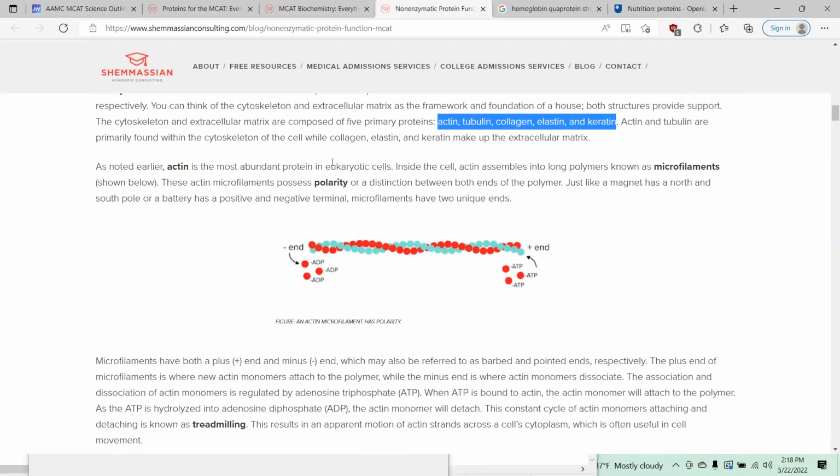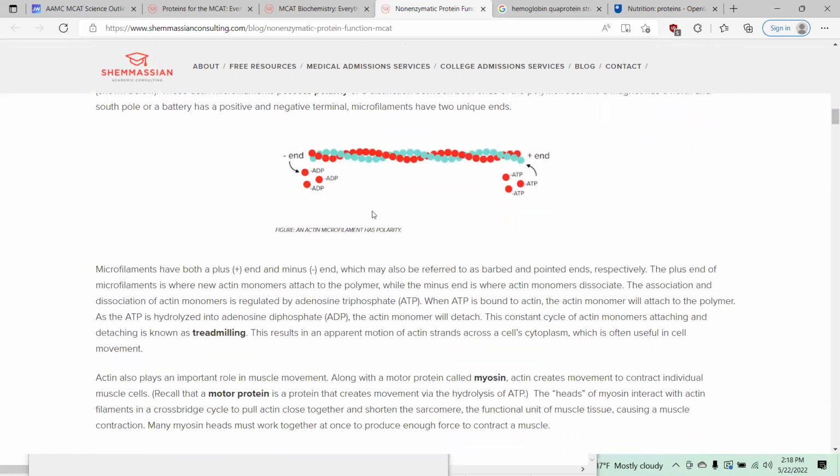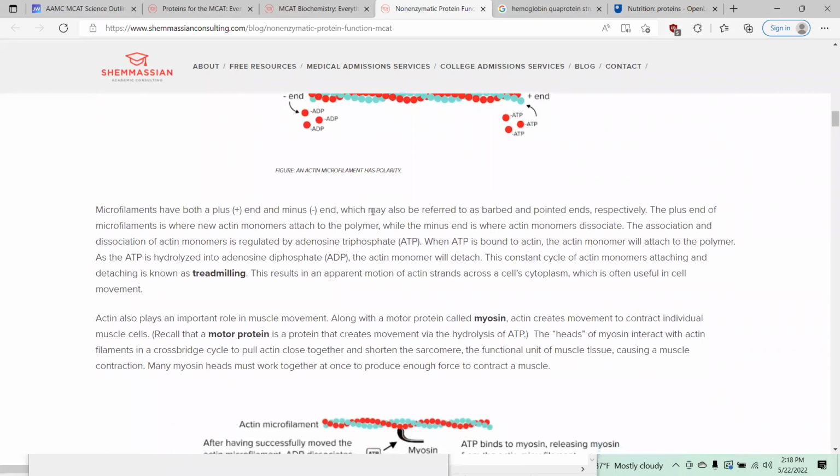Actin is the most abundant protein in eukaryotic cells, and it turns into long microfilaments, which are also called actin filaments. Actin filaments have polarity in the sense that they're not equal. There's a negative end and a positive end. Oh, like a magnet, I like that. Yeah, just like a magnet. A negative end and a positive end, or a plus and a minus end.